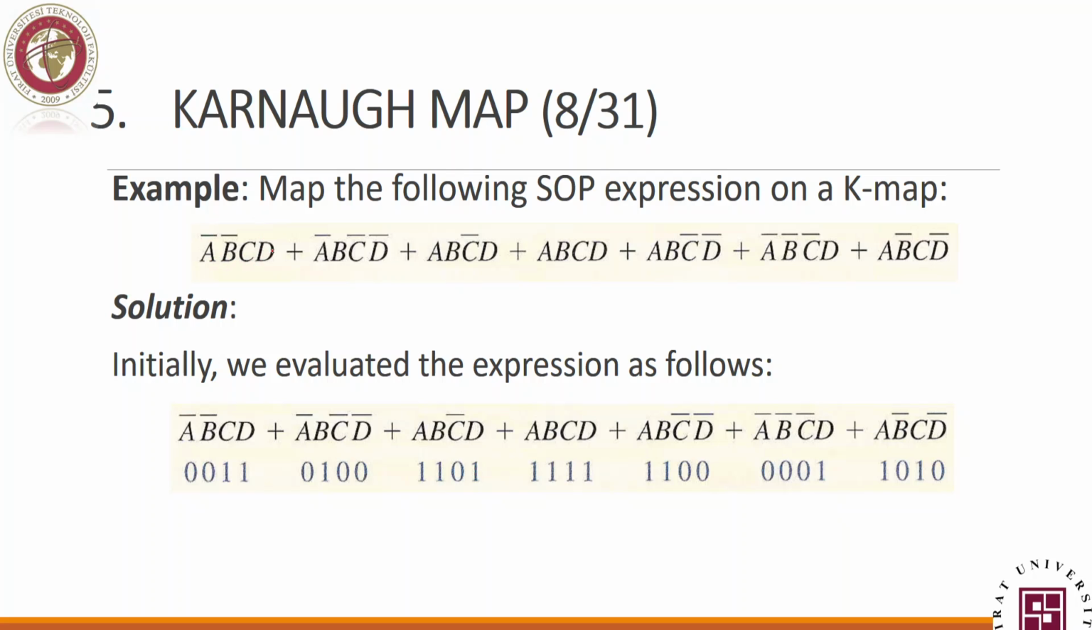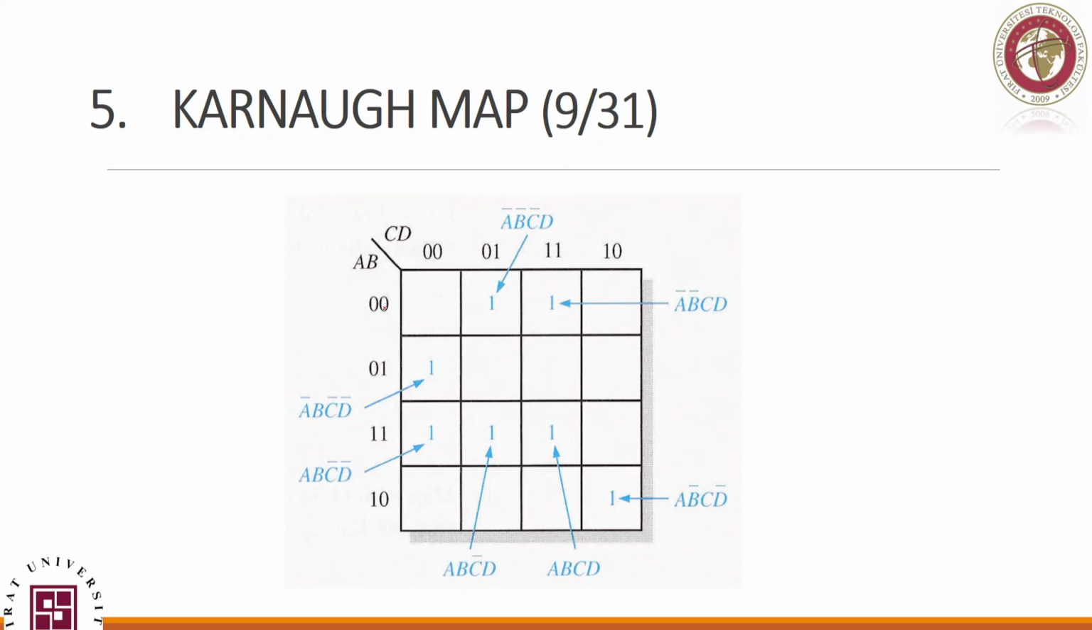0, 0, 1, 1. Okay. 0, 1, 0, 0. 1, 1, 0, 1, and so on. These are all, so you need to look for those in the Karnaugh map. The Karnaugh map is like this. It is 4 by 4, 16 possibilities or cells. Now you need to place those.